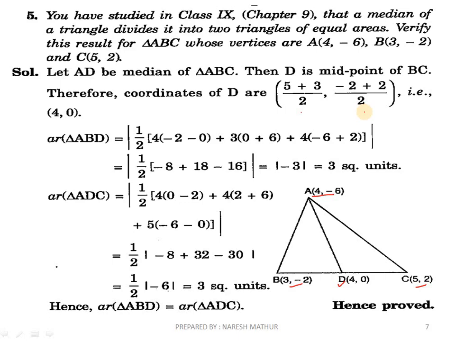Now just find the area of triangle ABD. We just need to find the area of triangle ABD by simply applying the formula. So we'll get 3 square unit, and again we'll find the area of triangle ADC, and we can see we are getting the same area. So we can say yes, we just proved that a median of a triangle divides it into two triangles of equal areas. Therefore area of ABD is equal to area of ADC, just as proved.